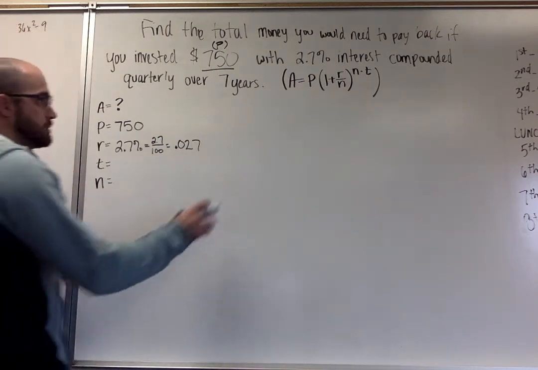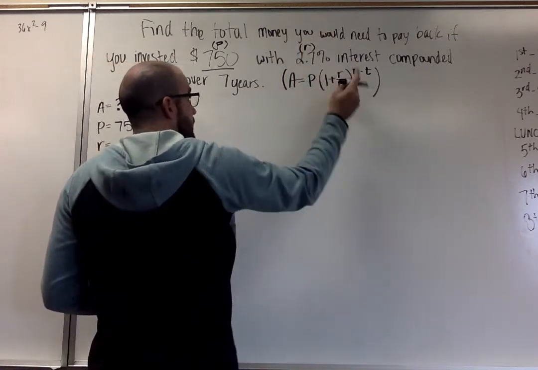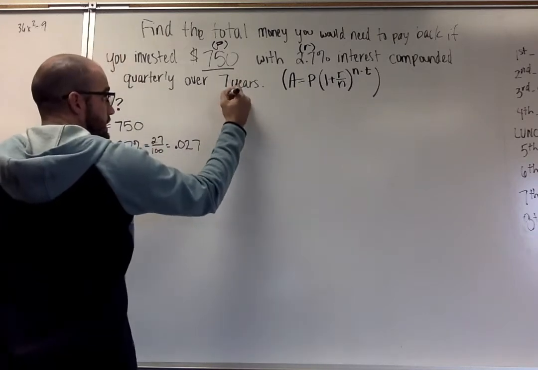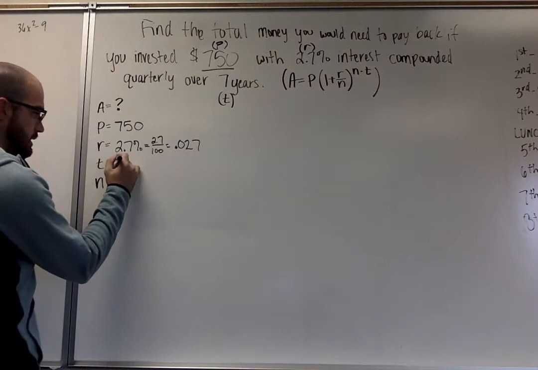T is my time. So right now I'm looking through here. All right, I got my interest rate, here's my R. Interest rate, compounded quarterly, years. There's my years, so this is my time. So I know T here is 7.